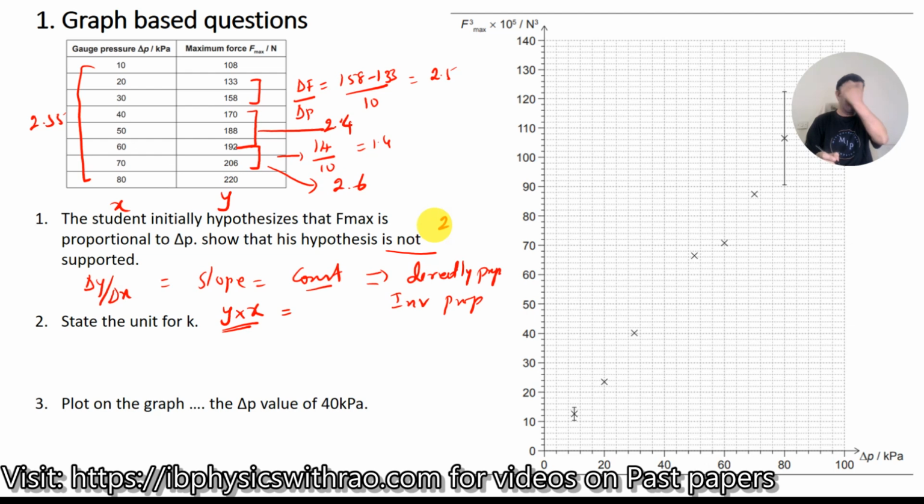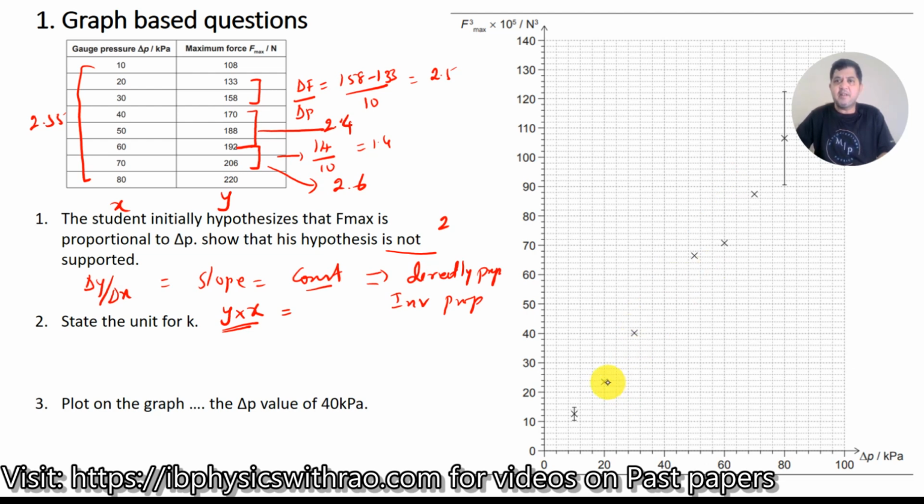State the unit for k. Now what is being given here? How do you find the unit for k? This is a different question, taken from here. In this case, there could be a question on drawing a best fit line. So again, you will draw a best fit line over here.